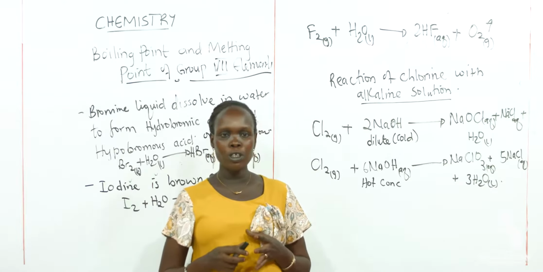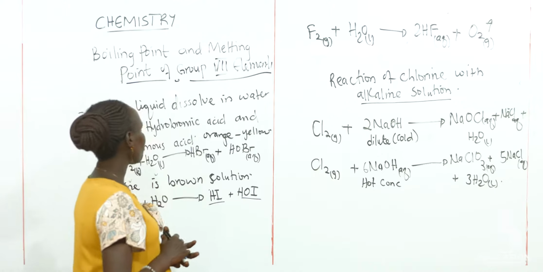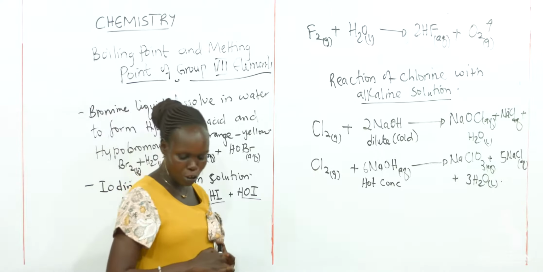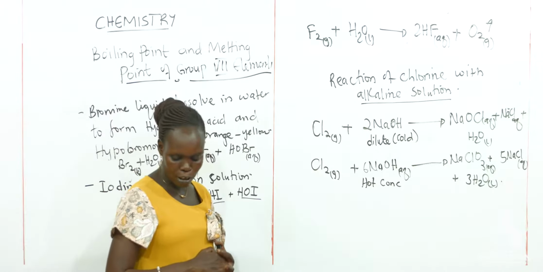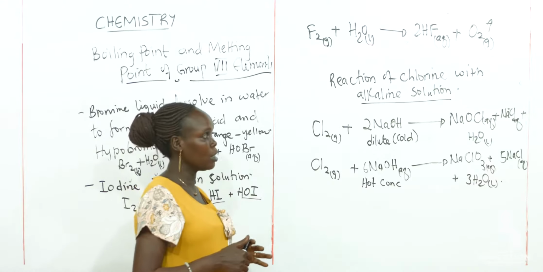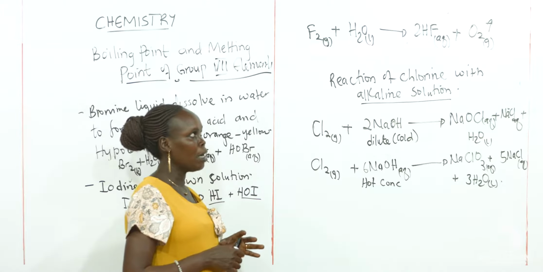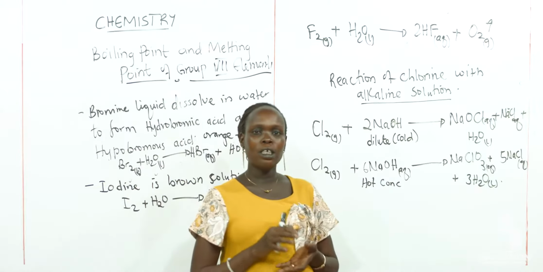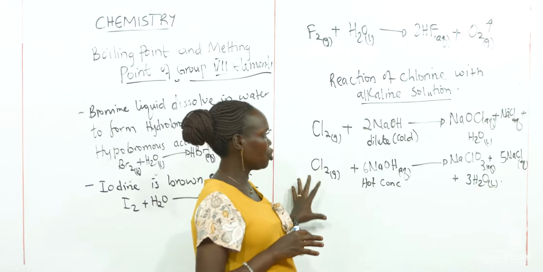So learners, you need to remember the reaction of these halogens with water, the reaction of halogens with the alkaline solution, and this will give us the view of how all these reactions take place. So we need to remember all of them, and we need to know the products which are given in each reaction for the rest of the elements in the group.